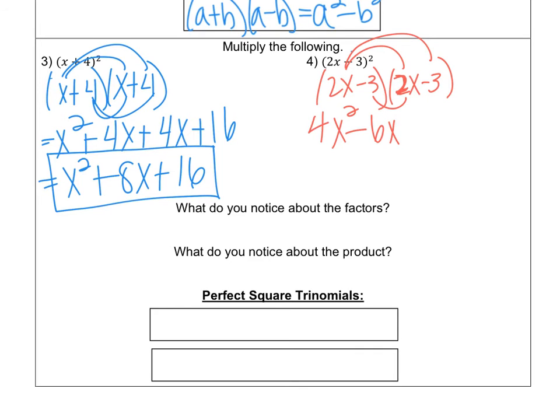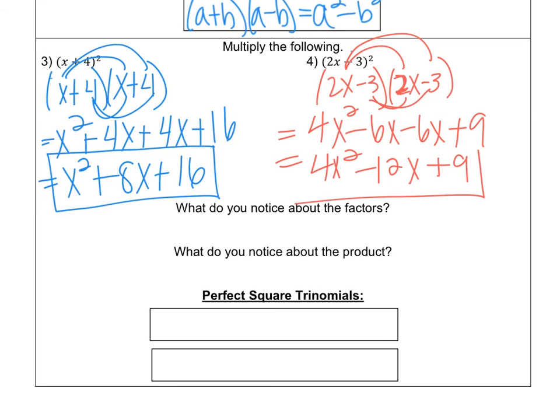Negative 3 times 2x is negative 6x. And then the last terms, negative 3 times negative 3 would give us positive 9. So let's simplify this. Negative 6 minus 6 would be negative 12. So I'd have 4x squared minus 12x plus 9.